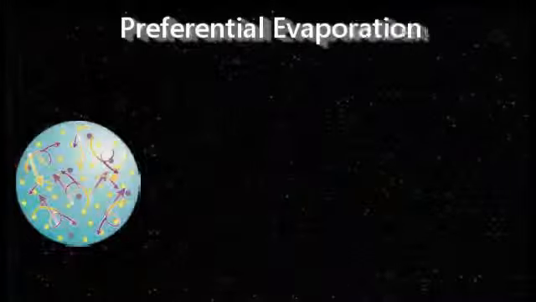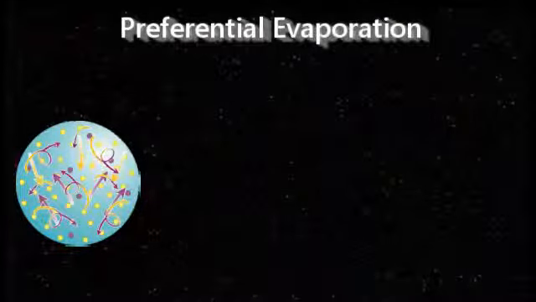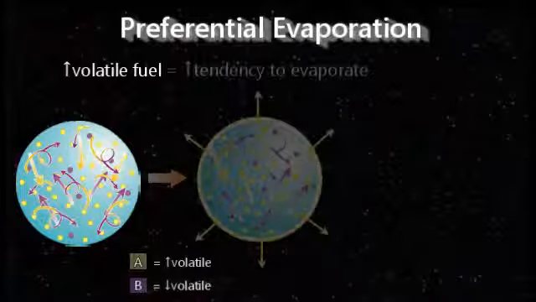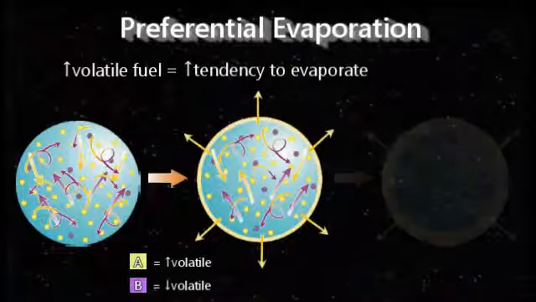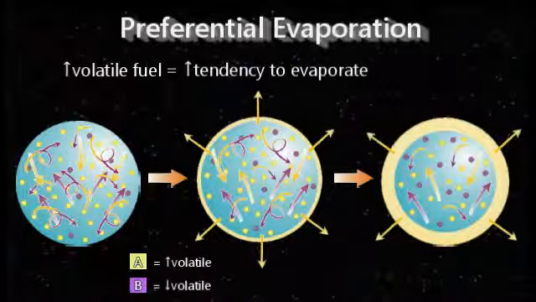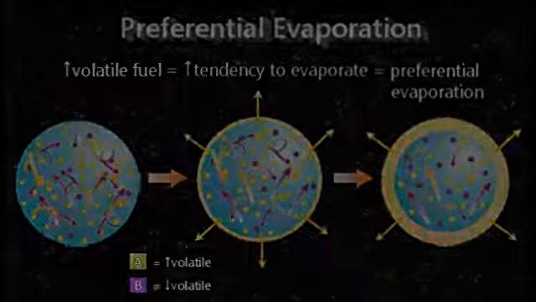At intermittent points during mixing, each fuel reaches the droplet surface. Once at the surface, the more volatile fuel tends to evaporate and form a gas layer around the droplet, changing the droplet's composition. This process, where one component of a mixture tends to evaporate first, is known as preferential evaporation.